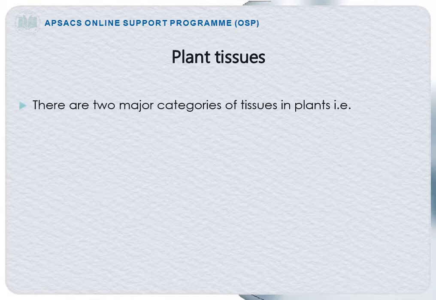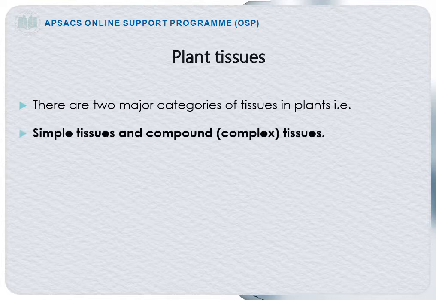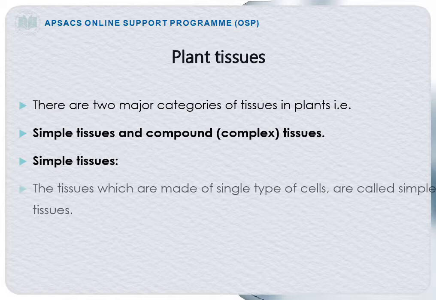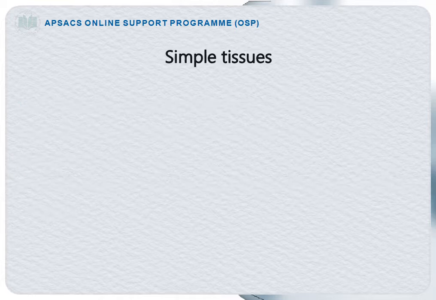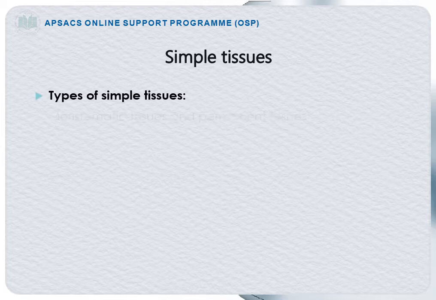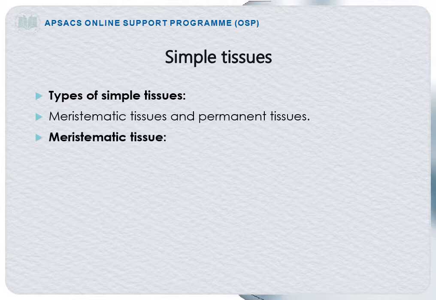Plant tissues. The cells of plants are grouped into tissues with characteristic functions such as photosynthesis, transport, etc. There are two major categories of tissues in plants, that is simple tissues and compound or complex tissues. Simple tissues are the tissues which are made of a single type of cells. Let's discuss simple tissue. Simple tissues are divided into two, meristematic tissue and permanent tissues.